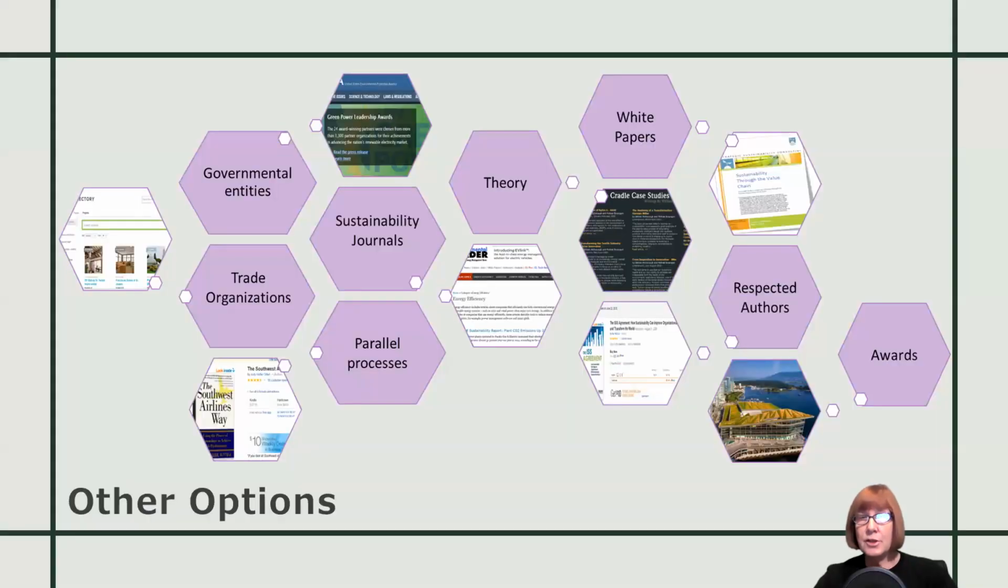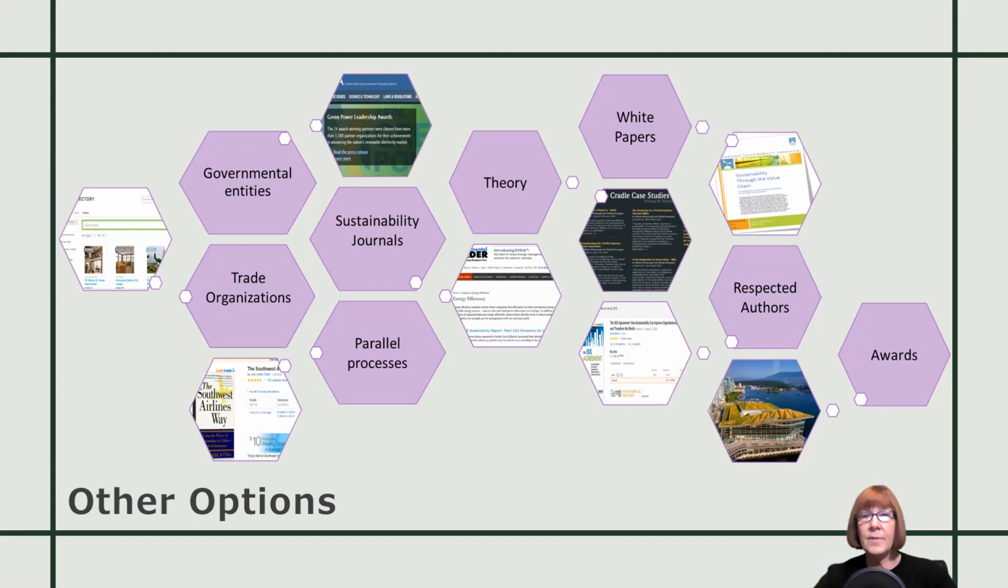Here are some of the other options that you might take a look at. You can look at trade organizations for your particular industry. If you're looking at a waste audit and you are looking at packaging, there's a trade organization, there's sustainable packaging websites out there. You can look at, of course, government entities, the EPA, the Department of Energy, Energy Star Portfolio Manager, NREL, all of those government entities have got a lot of good information there.